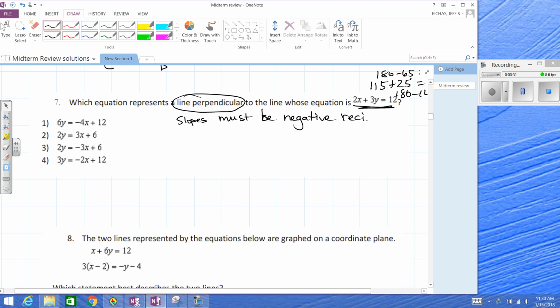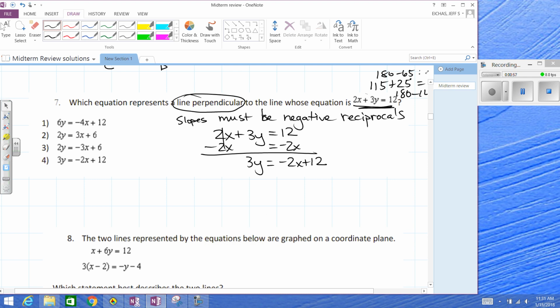Now, there's no easy way to do this. I'm going to have to take the line they give us and get it in y equals mx plus b form, and that way we can get the slope off of it. That's going to be step one. So, making sure we know our algebra skills here.